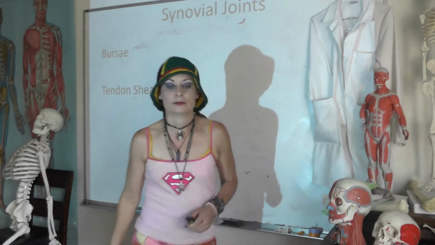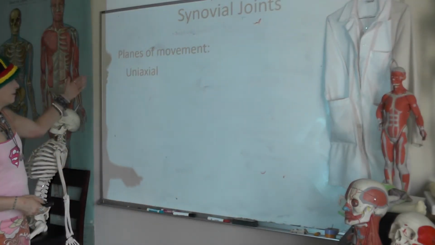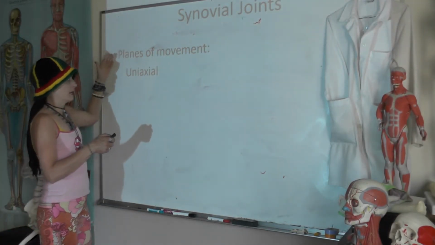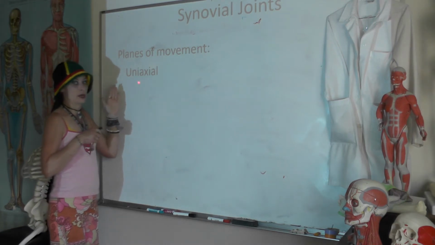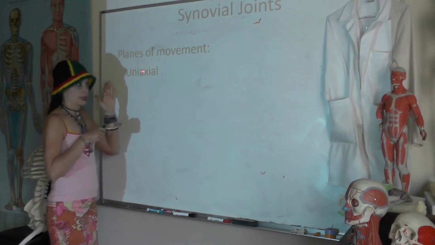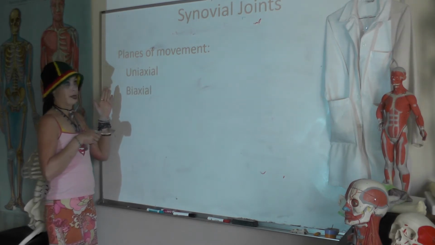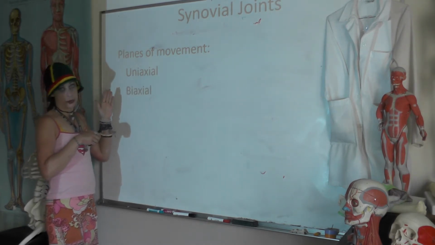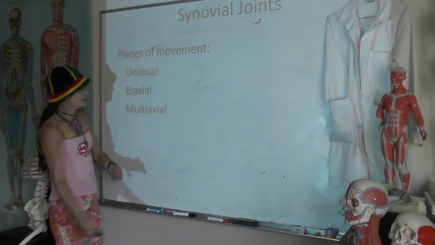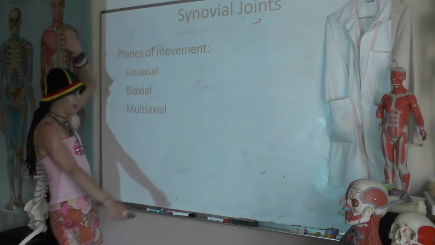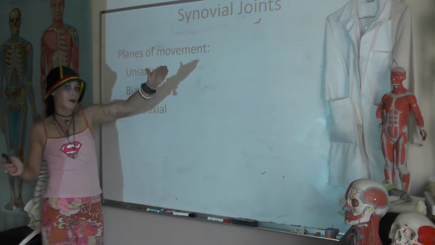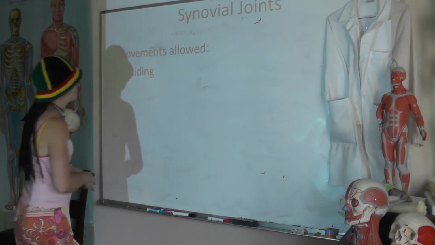Planes of movement. Synovial joints can allow movement in one plane, and that would be uniaxial. Or they can allow movement in two planes, and that would be biaxial. Or they can allow movement in multiple planes, and then that would be multi-axial. And that's all we're going to say about that.